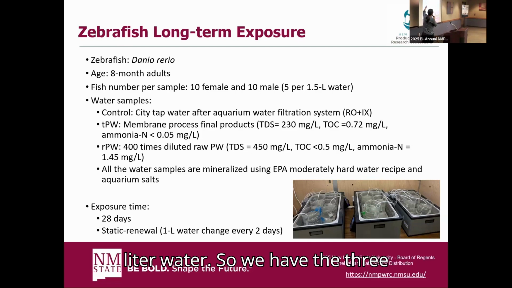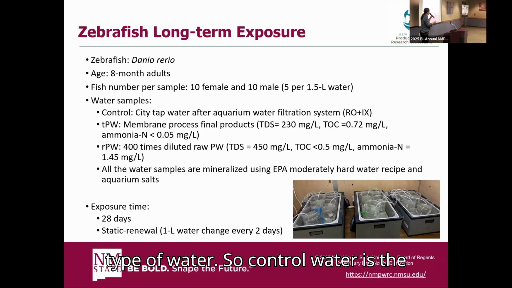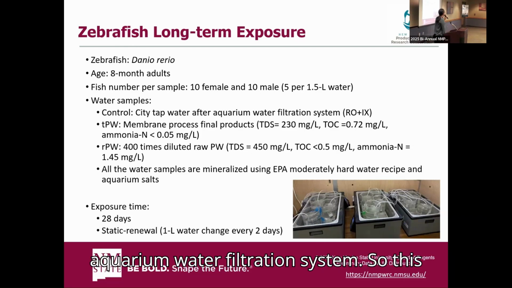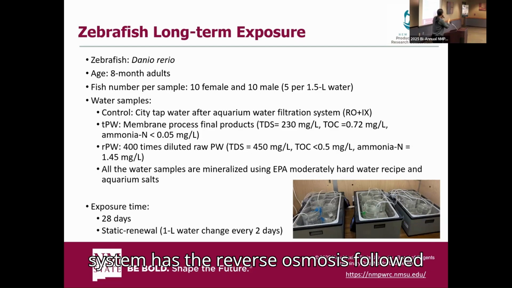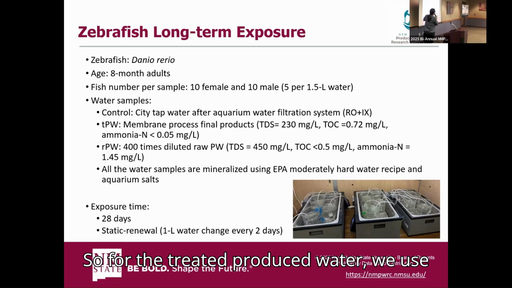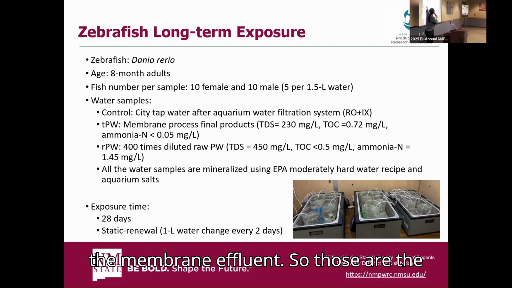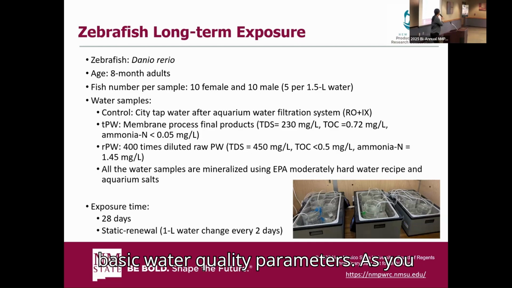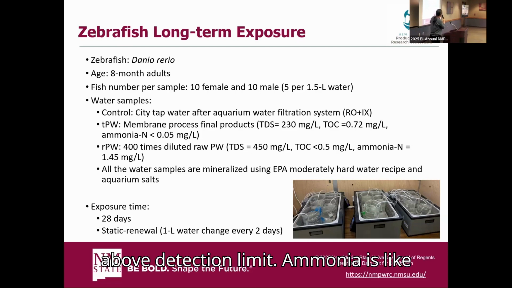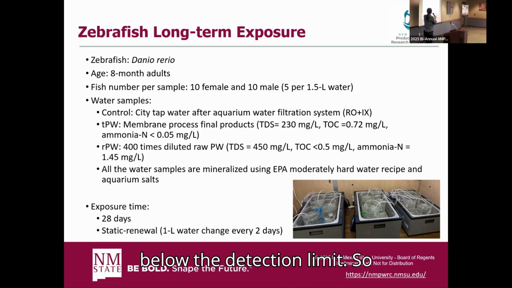So we have three types of water. Control water is the NMSU tap water after the aquarium water filtration system, which has reverse osmosis followed by an ion exchange process. For the treated produced water, we use the membrane effluent. Those are the basic water quality parameters. As you can see, the TDS is very low, TOC is just above the detection limit, and ammonia is below the detection limit.